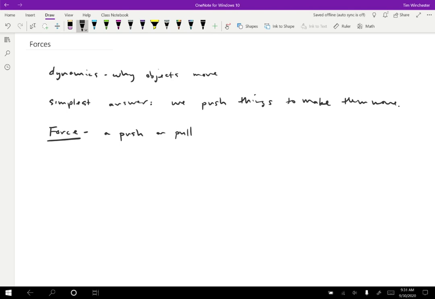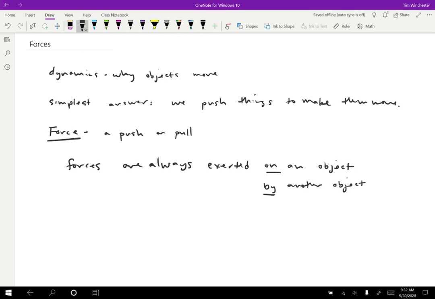So because a force is a push or a pull, it has to be exerted on something. So an object doesn't have a force. A force is exerted on an object. So forces are always exerted on an object. And furthermore, they're always exerted by another object. We never have forces that just come out of nowhere. They're always exerted on one object, and they're always exerted by another object.